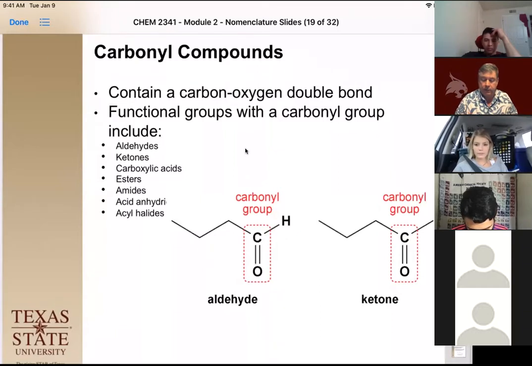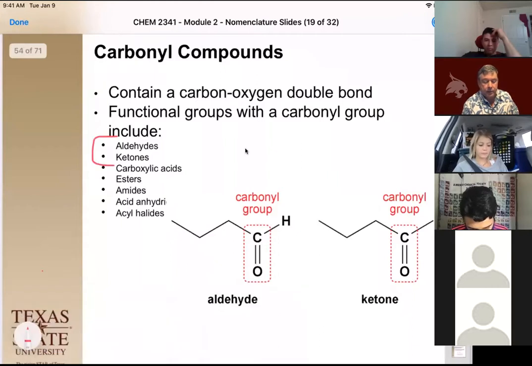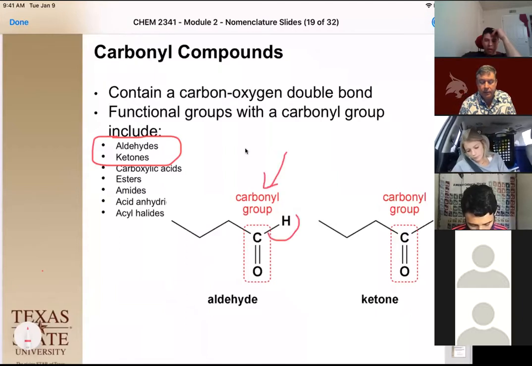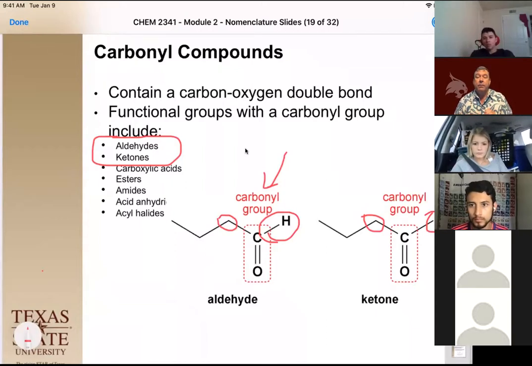So the first set here is the aldehydes and the ketones, okay? In the aldehyde and ketone, the big difference between the two is the aldehyde has a hydrogen bonded to the carbonyl, and the ketone has 2 carbons bonded to the carbonyl. There is actually a simple aldehyde here that has 2 hydrogens, and it is called formaldehyde. However, all the other ones will follow these rules.